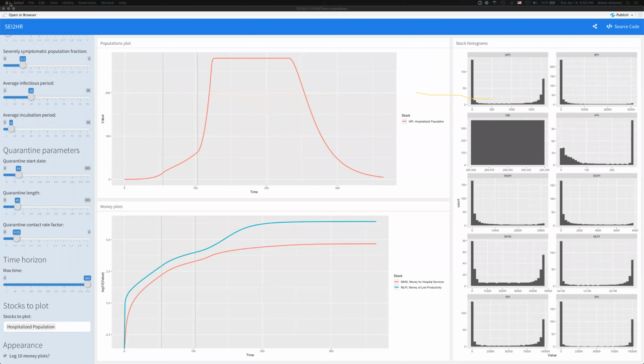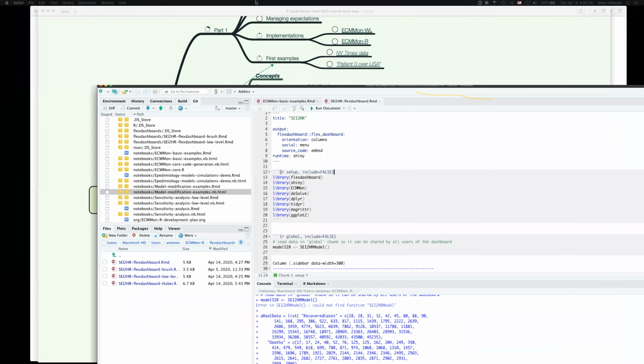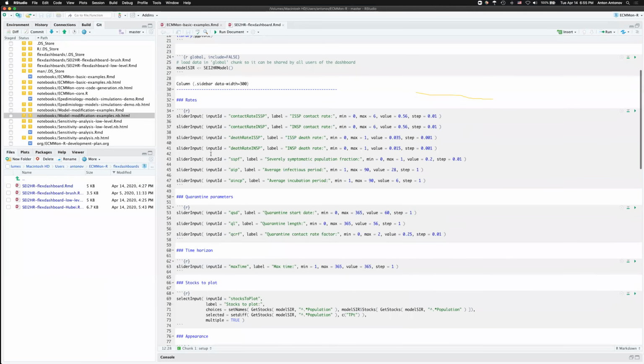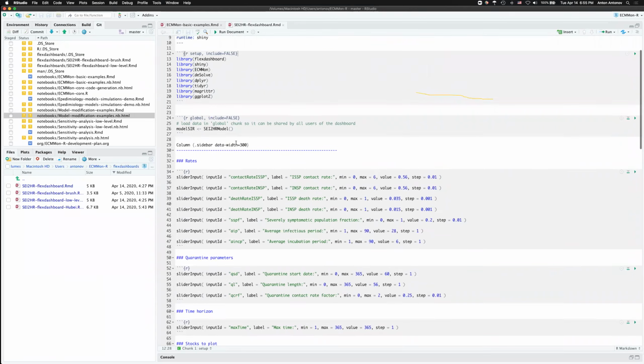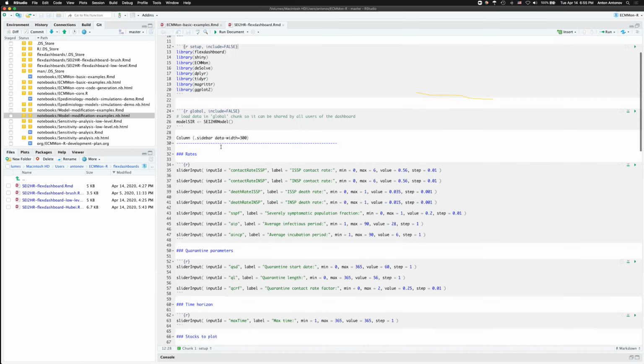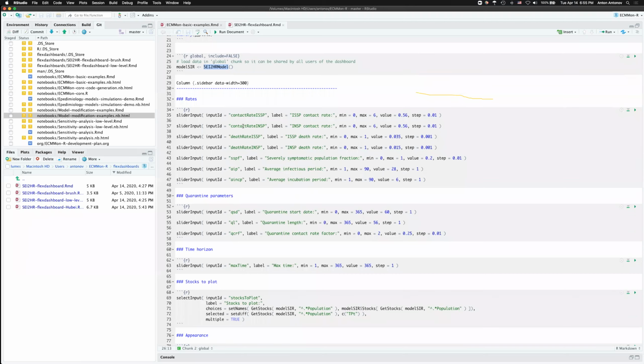This interface here is obviously Shiny, but this is actually Flex dashboard. One of the reasons I did this with Flex dashboard is that it's relatively easy to change Flex dashboards into something else. So here, for example, you can see I started a particular model. I have put my sliders for the different contact rates and for the quarantine parameters and so on.